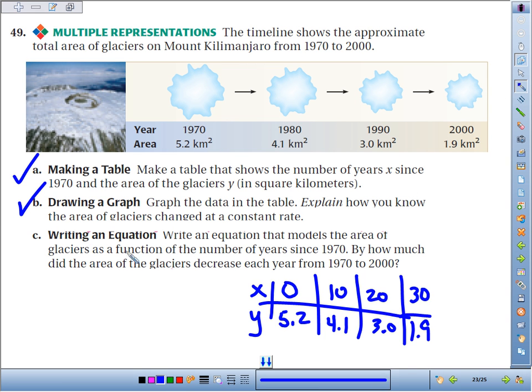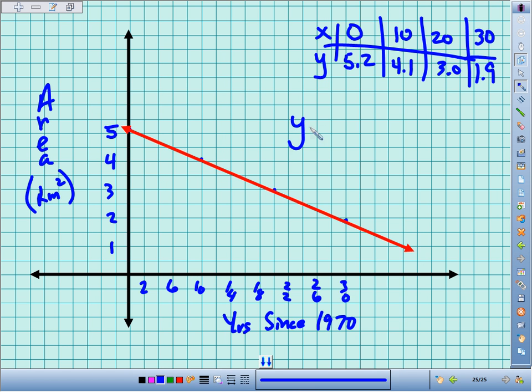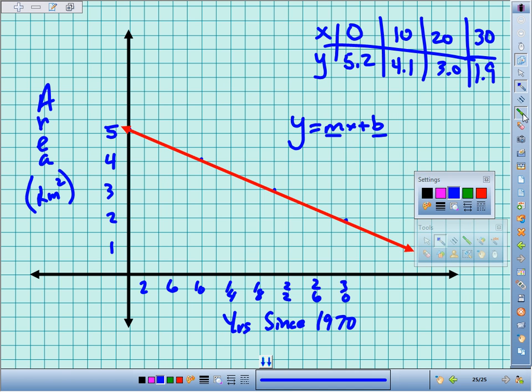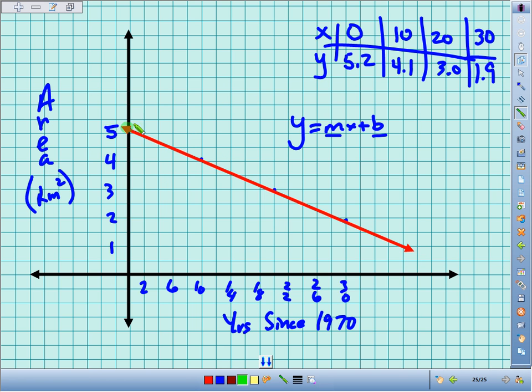Last part, part C. Write an equation that models the area of the glaciers as a function of the number of years since 1970. By how much did the area of the glaciers decrease each year from 1970 to 2000? Okay, so we're going to basically write an equation for this line, y equals mx plus b. To do that, we need the slope and the y-intercept. The y-intercept is where the graph crosses the y-axis, the y value there, and that was 5.2. So we know that piece of information already. The other thing we need is the slope.